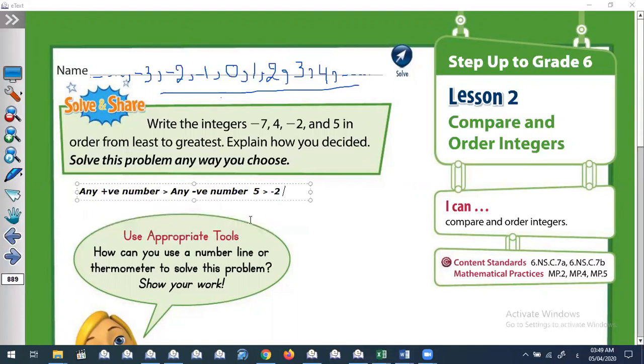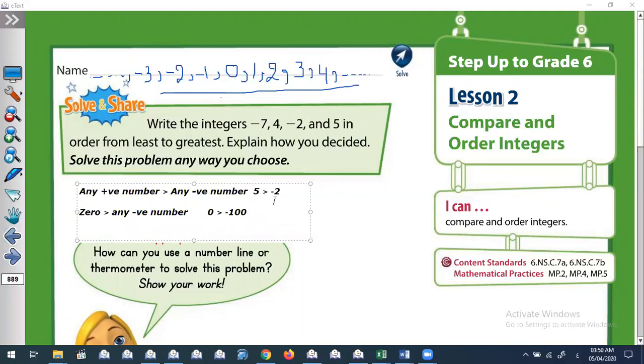Note number 2: 0 is more than any negative number. For example, 0 will be more than negative 100, no problem. 0 is more than any negative number.